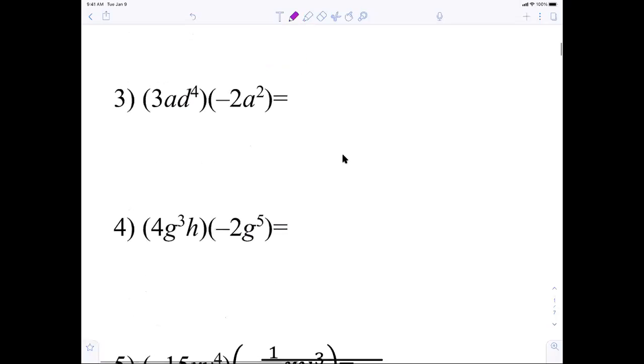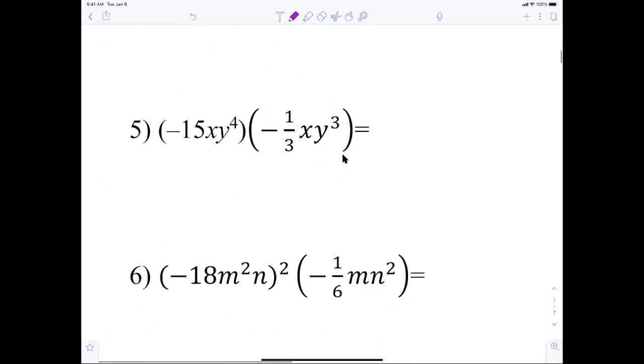Okay, number 3. Again, multiplying numbers. 3 times negative 2 is negative 6. Adding exponents, that would give me a to the third, d to the fourth. All right, let's check out number 5. Now it's just saying negative 15 divided by negative 3, which is positive 5. Still the same rules, adding exponents. So that's going to be x squared y to the 7th.